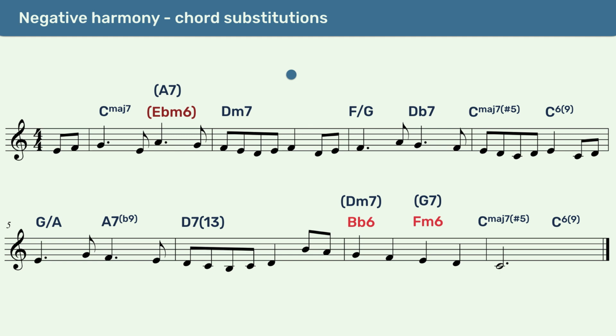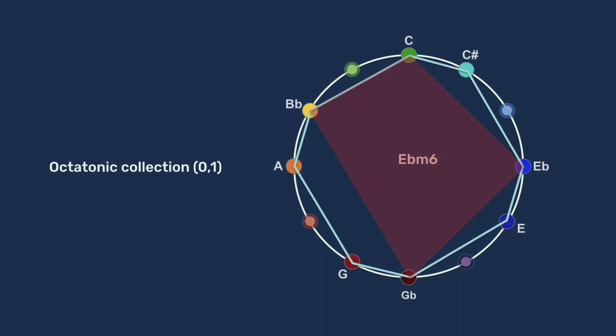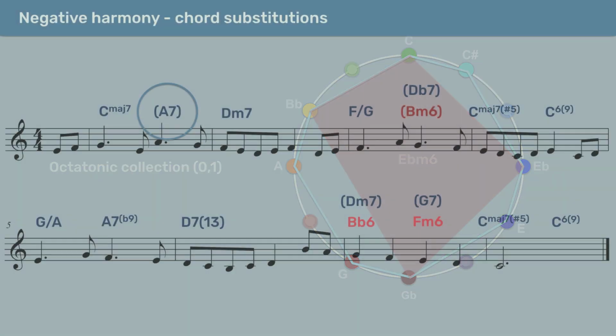And one thing that could explain this has to do with the octatonic scale, also known as diminished scale. Here we have the representation of the 0-1 octatonic scale and the E flat minor 6th chord. As you can see, the notes of the chord belong to the scale, as well as pitch classes A and G, which are the notes of the melody. That's why it kind of sounds like a diminished chord.